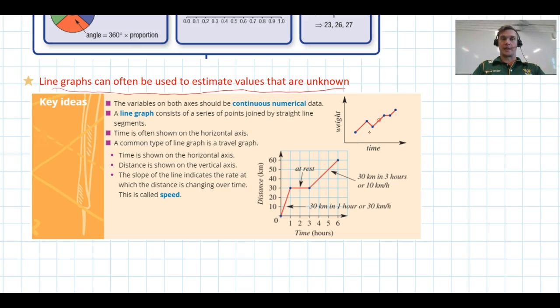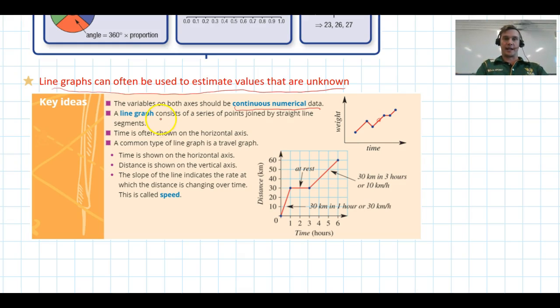Write down these key points. The first is that the variables on both axes should be continuous numerical data. See down here we have 1, 2, 3, 4, 5, 6, and then we have continuous on the side. So both axes need to be continuous numerical. In the previous videos where we did column graphs, they had favorite colors like red, green, etc. That won't work with line graphs. You need to have that continuous numerical data.